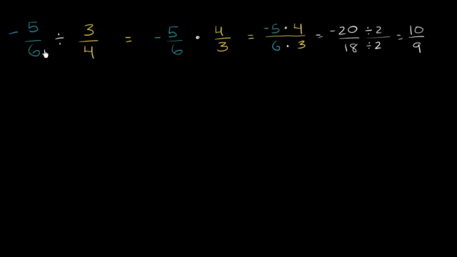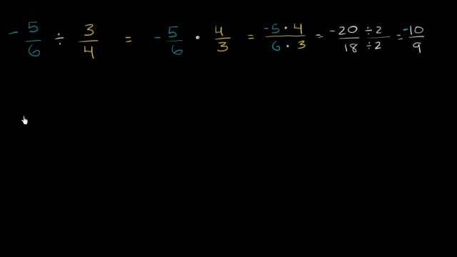So negative 5/6 divided by 3/4 is, I have to be very careful here, negative 10/9. Just how we always learned. If you have a negative divided by a positive, if the signs are different, then you're going to get a negative value. Let's do another example.